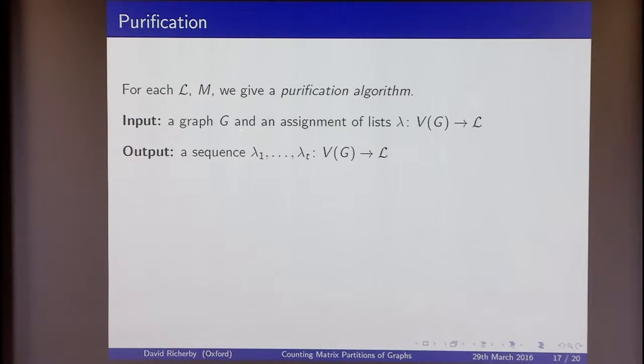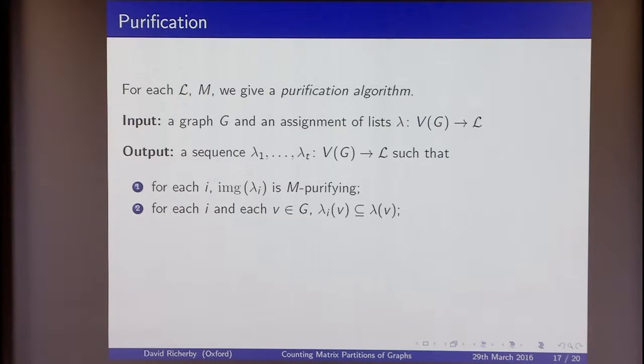So what do we do? We're given a graph G and an assignment of lists to each of the vertices. What we do is we compute several list functions, lambda 1 up to lambda t, and they have the following property. First of all, each of these lambdas is purifying. So we originally had a single instance with a single list function. What we'll now do is give multiple list functions. And for every vertex, each of the lists assigned by these functions is a subset of the lists assigned by the original function.